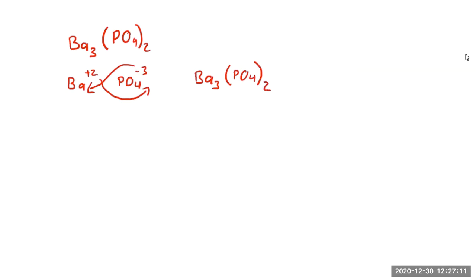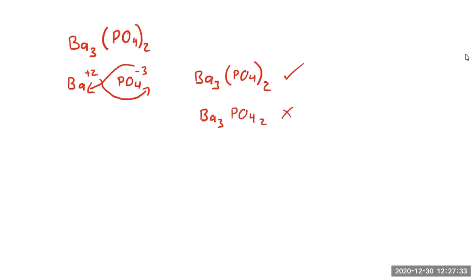If you don't do the parentheses, then what that would look like is Ba3PO42, and that almost looks like you're saying there's 42 oxygens. So we need the parentheses. Without parentheses, it looks really weird, as you can see.